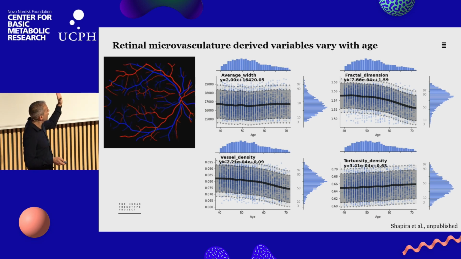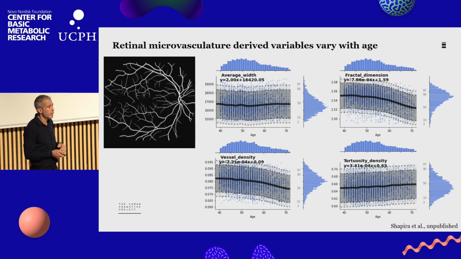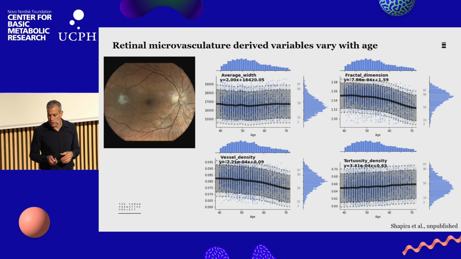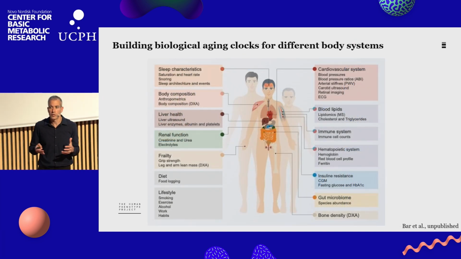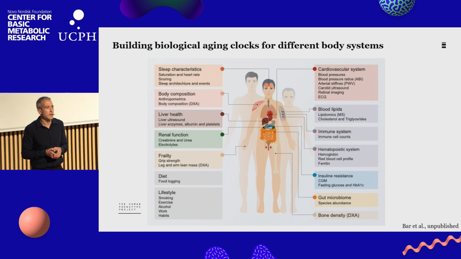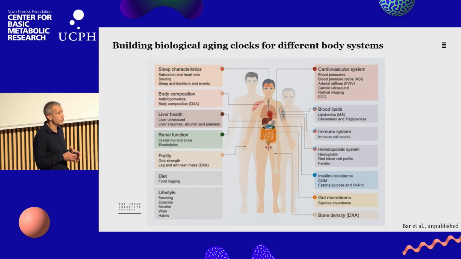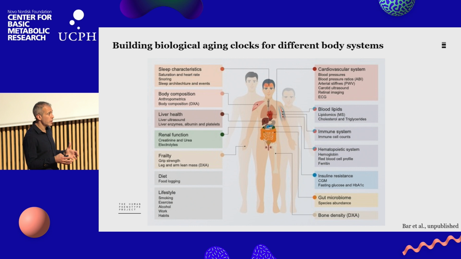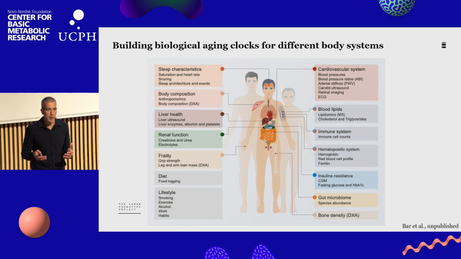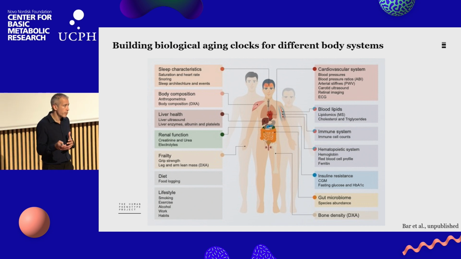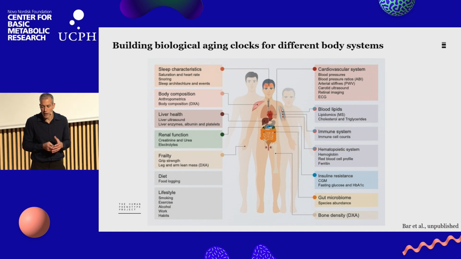And we can also look at how these parameters change with age, and some of them actually change with age. And more broadly, we can look at all different systems of the body that we measure in this cohort that I showed you before. And for each of these body systems, we can develop this model that tries to predict chronological age. All of these models that we developed had a significant predictive power for chronological age, some with better accuracy, some with worse accuracy, but they were all significant.